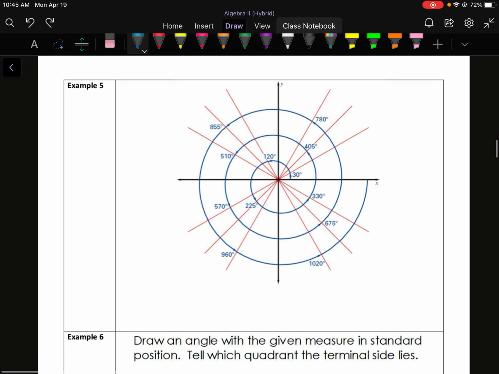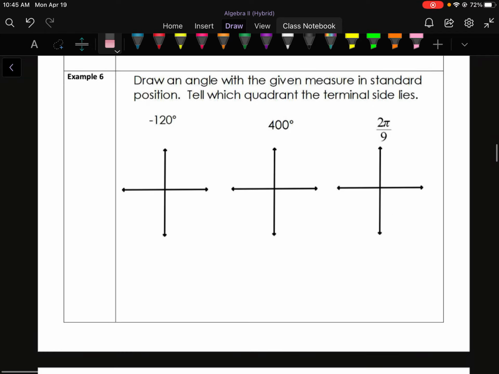Here's a chart you can look at if you want some examples, like 30 degrees here, like we said. If I go all the way around to 390, I could add another 360 and end right here. This is only showing positive. You could also work it backwards if you'd like. So it says draw an angle with the given measure in standard position, and then we'll talk about the quadrants.